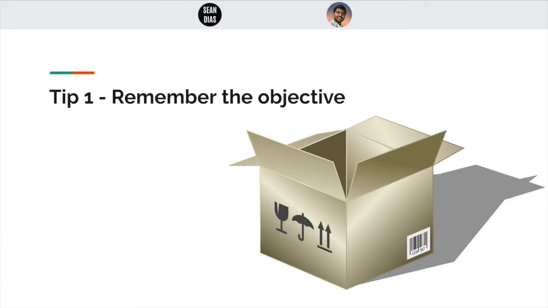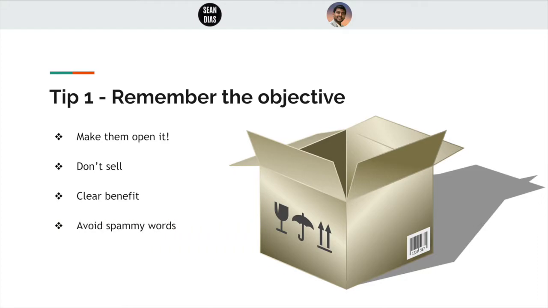email. First, you have to identify the objective of the subject line. The objective is making them open your email. That is the objective, nothing else. So don't try to hard sell using your subject line. Give them a reason to open the email right now. Have a clear benefit about the offer that you are promoting. Also, make sure to avoid spammy words because nowadays email servers are intelligent enough to capture all spam emails and deleting them.